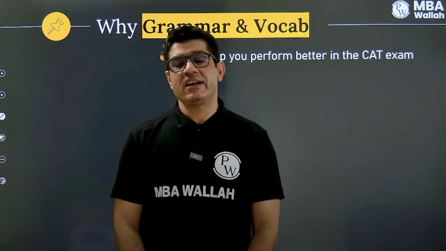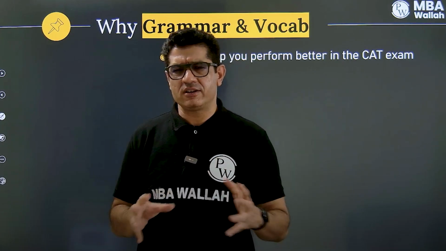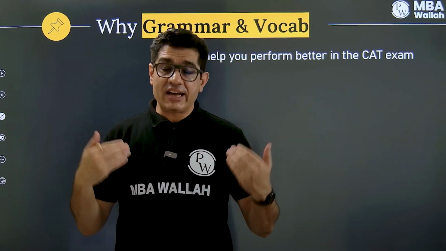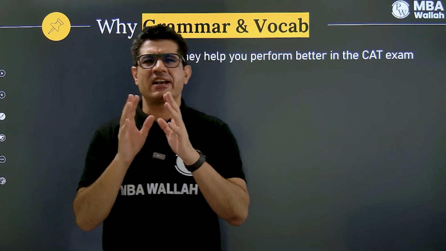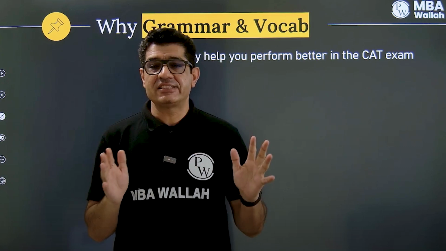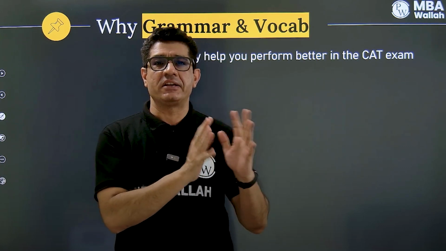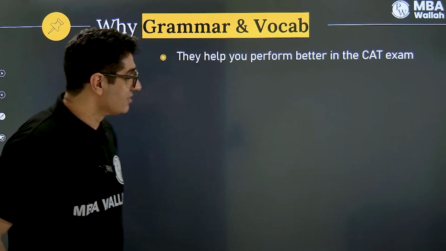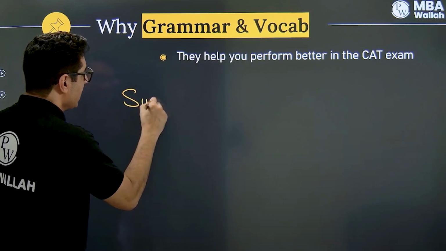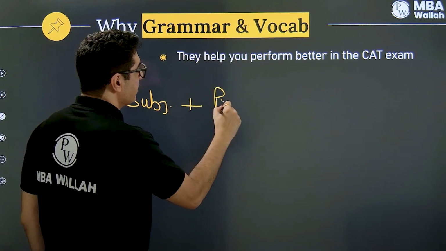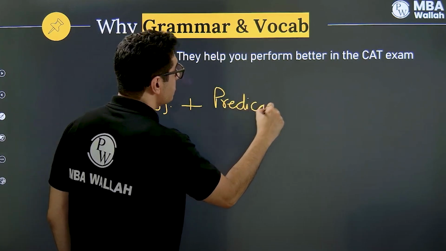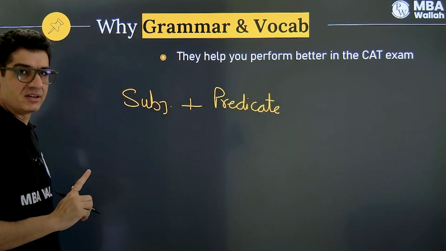So whenever I come across such convoluted long sentences, I rely on my understanding of grammar. So I know that at the end of the day, every sentence has a subject and a predicate, right? So every sentence has a subject, something that the speaker focuses on, and a predicate, something that the speaker tells me about the subject, right?